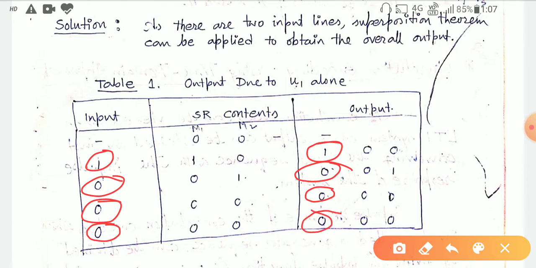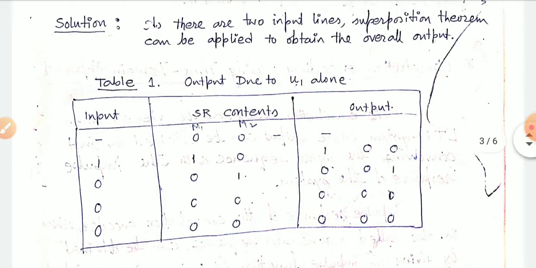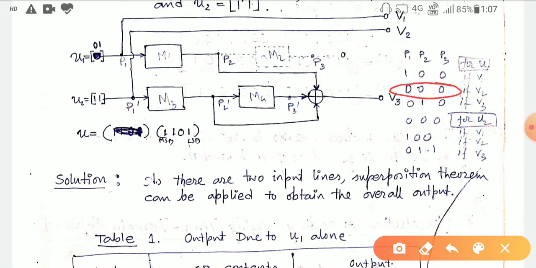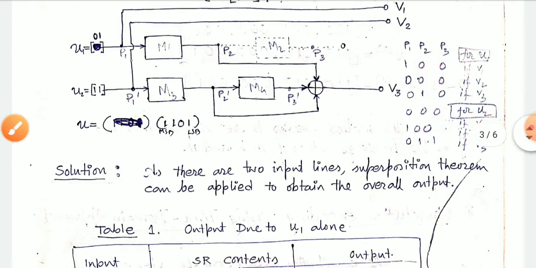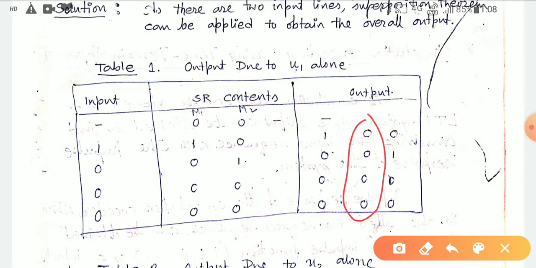And you can also check that for v2, only for u2, v2 will have each and every element as 0. Look, each and every element there is 0. So for any kind of input combination, the output always maintains 0. Whatever input you apply, v2 should be maintained as 0.